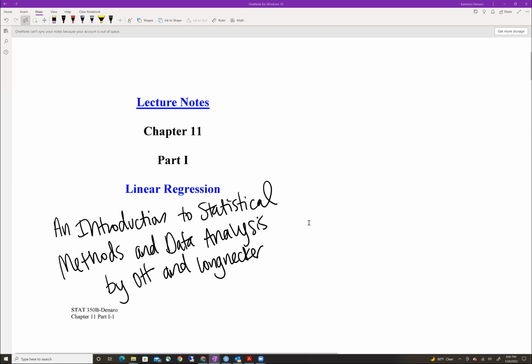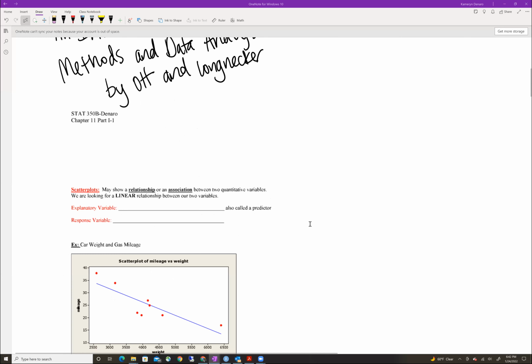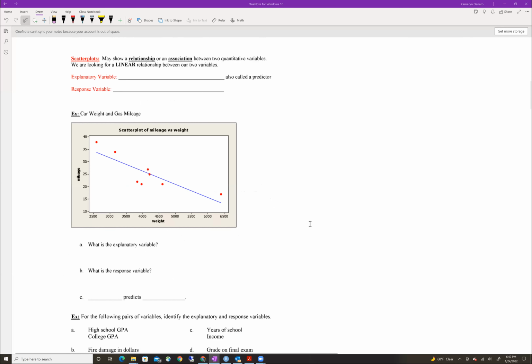Hello, everyone. We're working on Chapter 11, Linear Regression, from An Introduction to Statistical Methods and Data Analysis by Ott and Longnecker. All right, so one thing to note is that we can look at our data by looking at scatter plots that show a relationship or an association between two quantitative variables. Note for our work, we're looking at linear relationships, so we're not modeling things that are not linear.